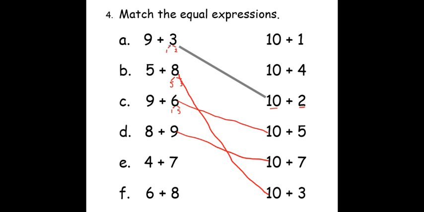Here I can decompose my 4 into 1 and 3. I'll combine my 3 with my 7 to make 10, and then I add that 1 left over. So 4 plus 7 is the same thing as 10 plus 1. And finally I have 6 plus 8. I can decompose the 6 into 4 and 2, combine the 2 with the 8, that makes 10, and then I have to add the 4 in. So 6 plus 8 is the same thing as 10 plus 4. So this is just extra practice on making 10s to help us add these single-digit numbers.